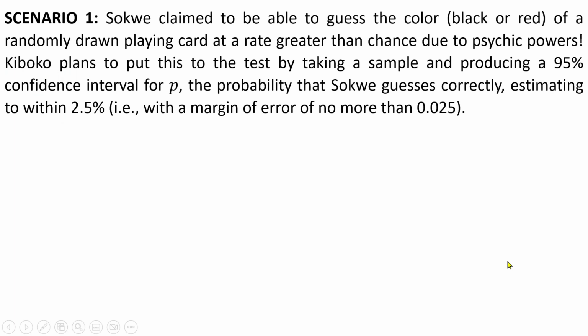It's Saturday, November 9th. This is your skill check number 8. In the first scenario, Sakwe claims to be psychic, and Kiboko is going to put this to the test.